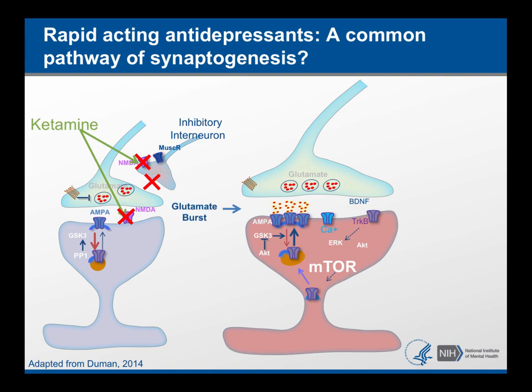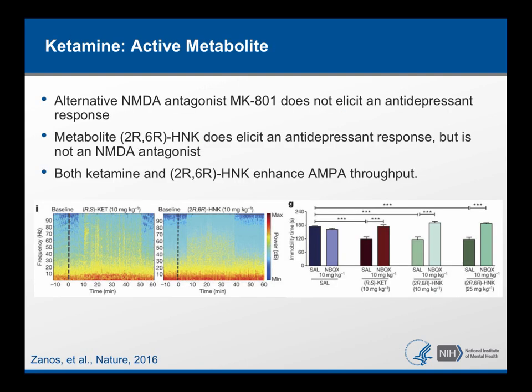synapse. Now, since the NMDA receptors are blocked, that extra glutamate is taken up by the AMPA receptors, and it results in a cascade of downstream effects, including synthesis of BDNF and mTOR, and ultimately results in synaptic plasticity and things like increases in spine synapse number and function. But again, we know that's not the whole story, because not all NMDA antagonists elicit antidepressant responses.